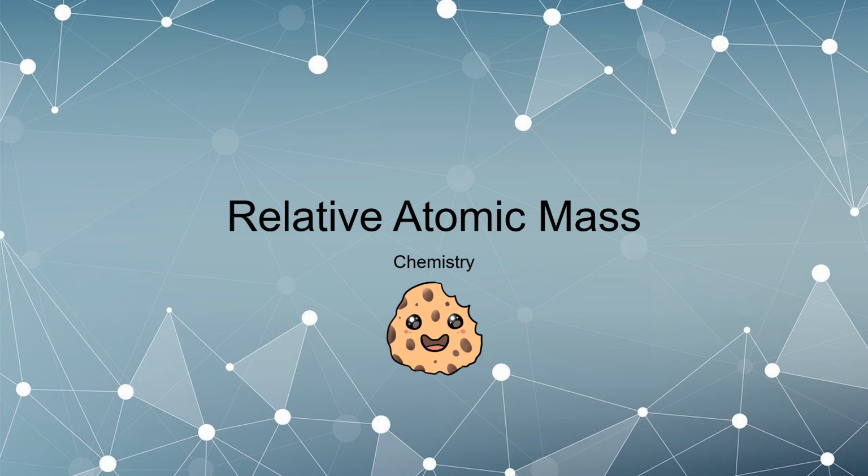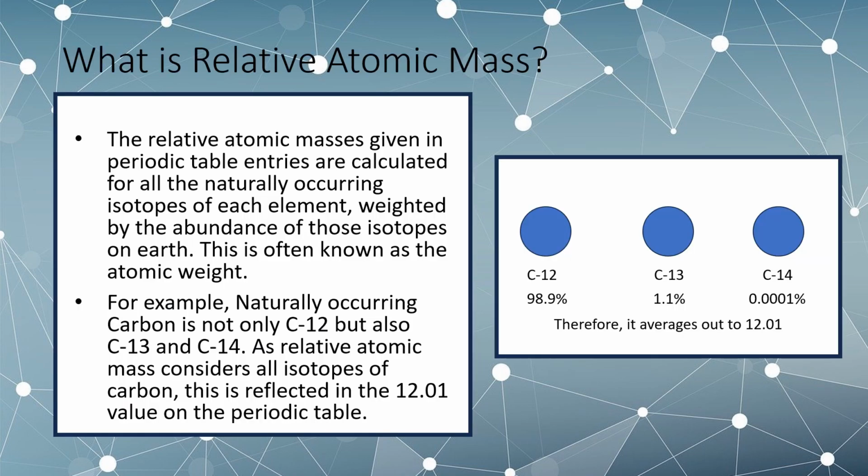Today we're looking at the idea of relative atomic mass. So, what do we mean when we say relative atomic mass? The relative atomic mass given in the periodic table entries, where it's most commonly found, is calculated for all naturally occurring isotopes of each element. Remembering isotopes are the different types of the same element with differing masses. Then, this is based on the abundance of each of those isotopes on Earth. It's also called the atomic weight on the periodic table from time to time.